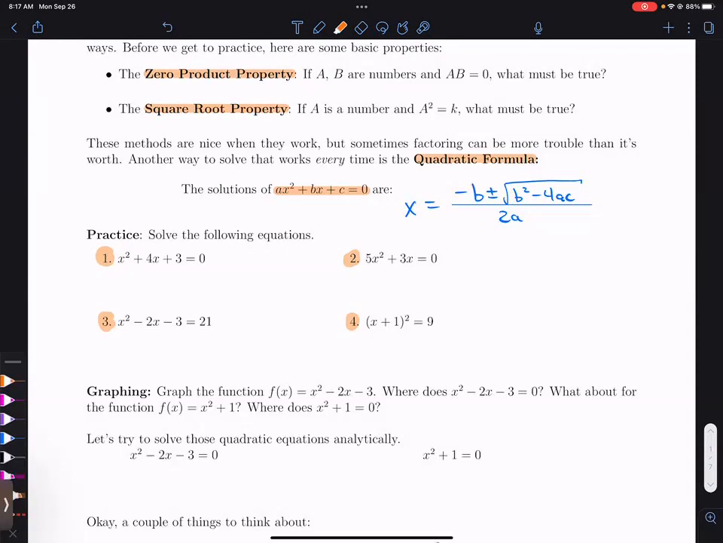So first I have to multiply it out. And multiply it out. What is that?